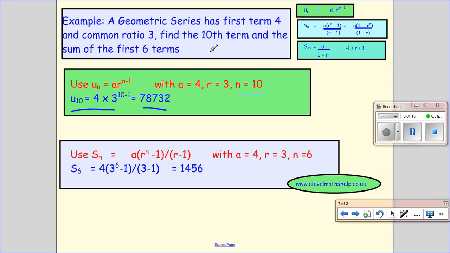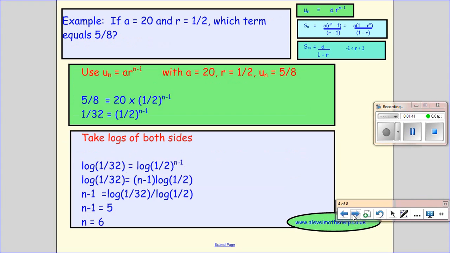Okay, then the second part of this question, the sum of the first 6 terms. We've got the same A, same R, and now we have n equals 6, and we're looking for the sum to the nth term, so this is this formula. And again, we just plug in all the bits: A equals 4, R equals 3, n equals 6. Then put it in our calculator and we will get the answer.